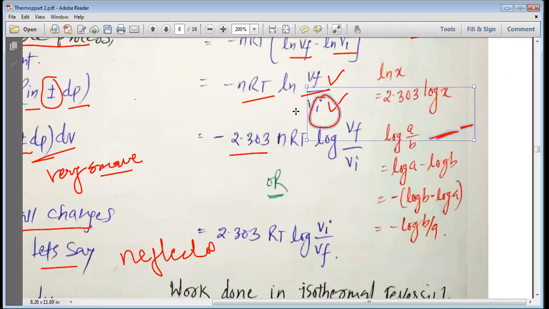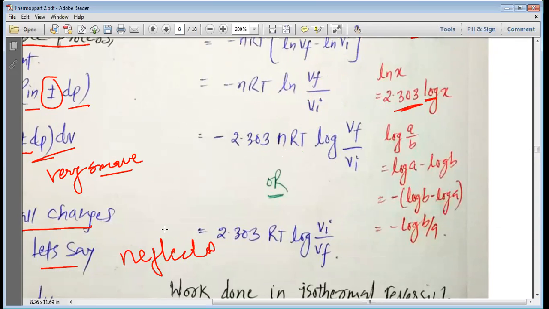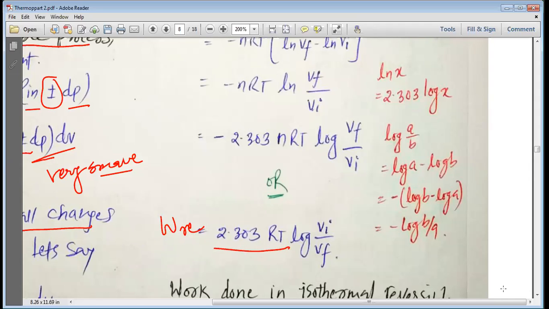So this ln is converted into 2.303 log. We have only nRT and log of Vf by Vi. So finally, we can easily understand, my dear students, that the work done in the reversible process, that is W reversible, can be written as 2.303 log Vi by Vf.